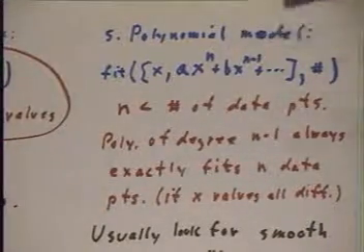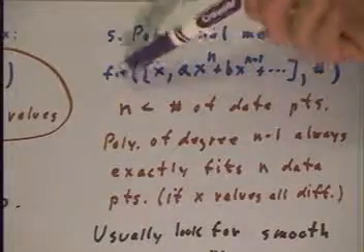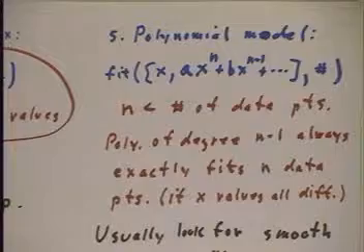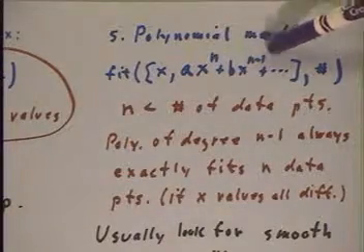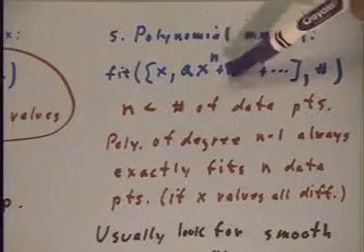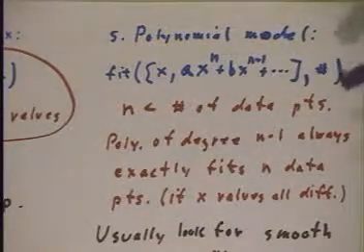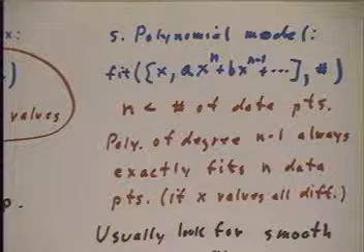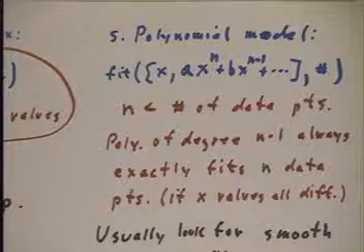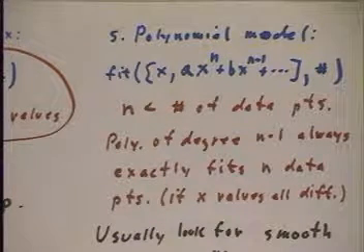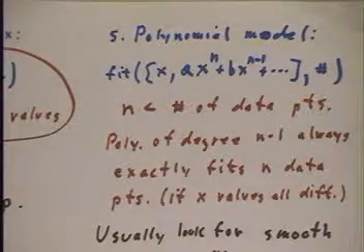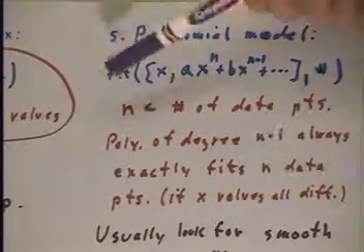A polynomial model is typically this syntax: fit of x, ax to the n plus bx to the n minus 1 and so forth. Now we don't leave this as n and n minus 1. If we're doing a fifth degree polynomial, this would be ax to the fifth plus bx to the fourth and so forth on down to cx to the third plus dx squared plus ex, and then plus an f, a constant term on the end. And of course line number here as usual.